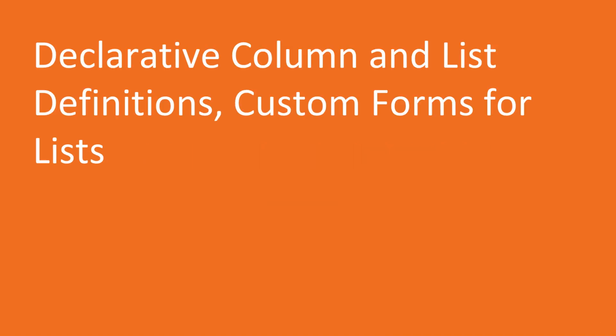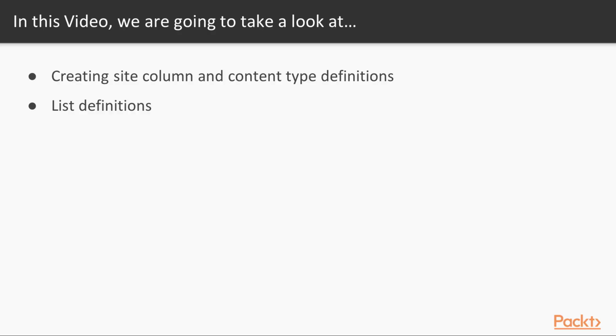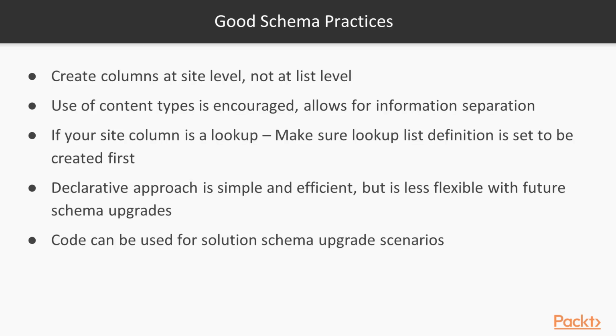The first section is called Declarative column and list definitions, as well as custom forms for the list. We'll cover how to create site column definitions, content type definitions, and list definitions inside our code, basically declaratively. Means that we will use the XML definitions and not the actual object model to create those fields and content types and lists. Let us discuss some generally good schema practices.